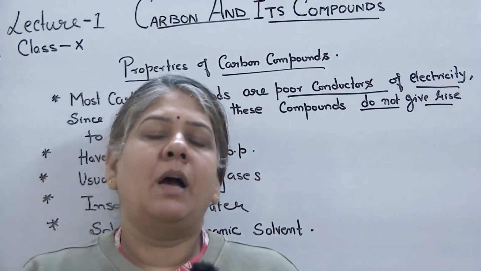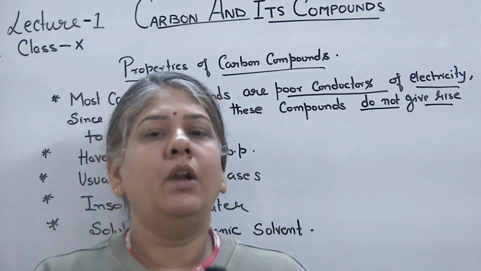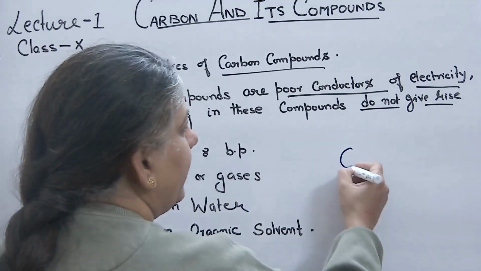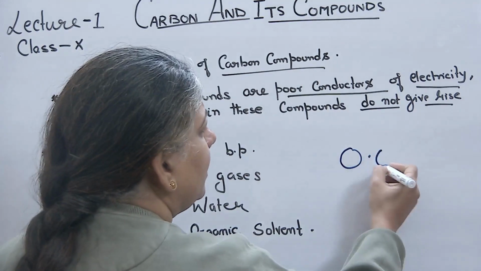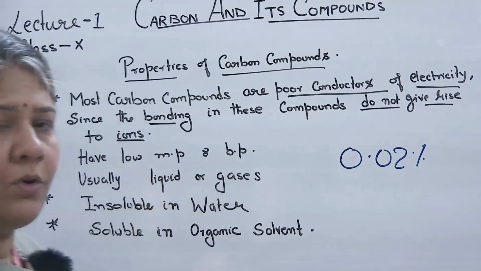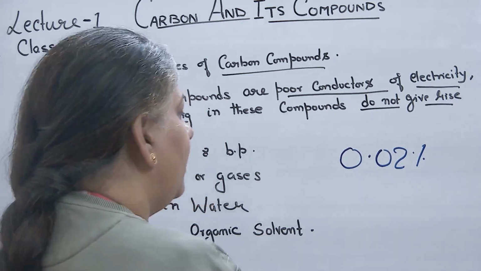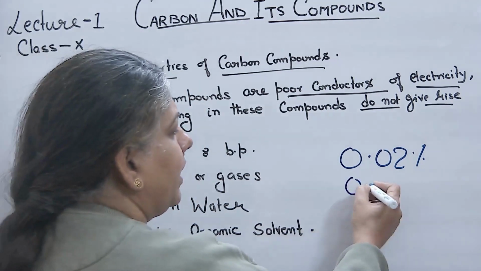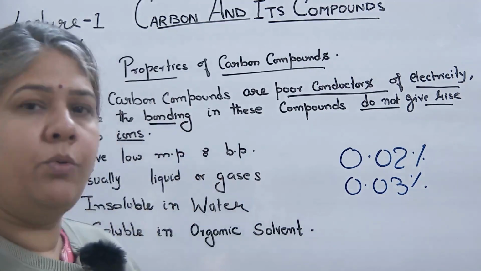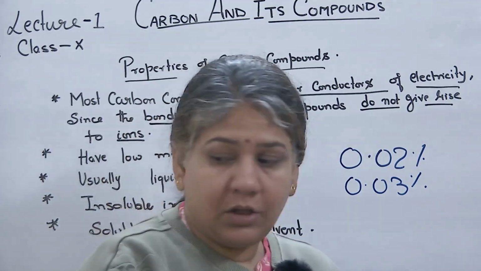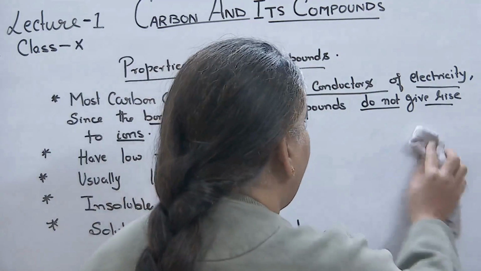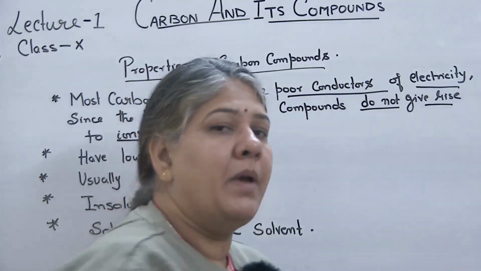But in nature, carbon is present in very small quantity. Like in the earth's crust, it is present as minerals only, 0.02% in the form of minerals. And in atmosphere, it is present as carbon dioxide. Percentage is again very small, 0.03%. Though its percentage in nature is very less, its importance is immense.